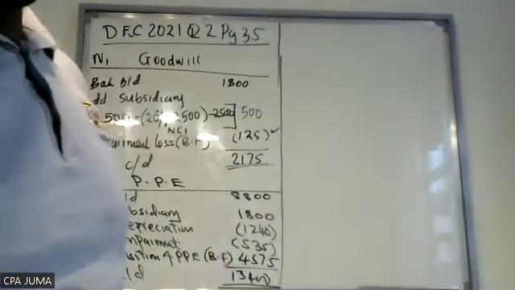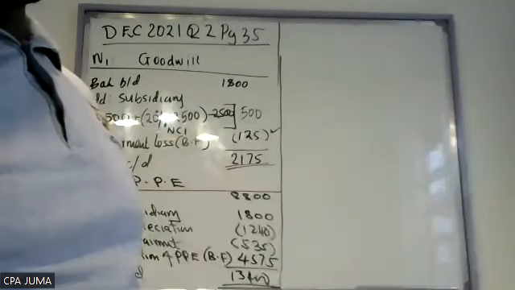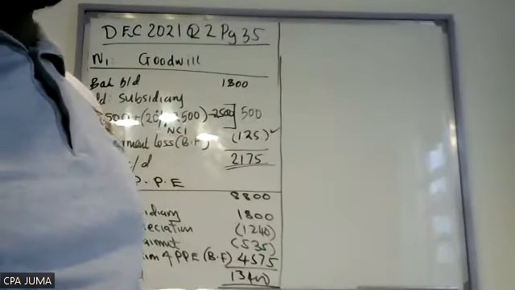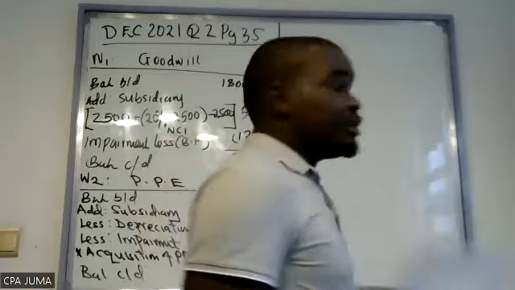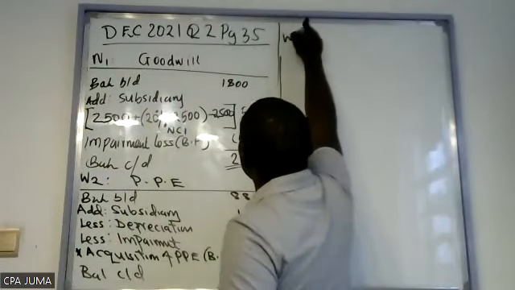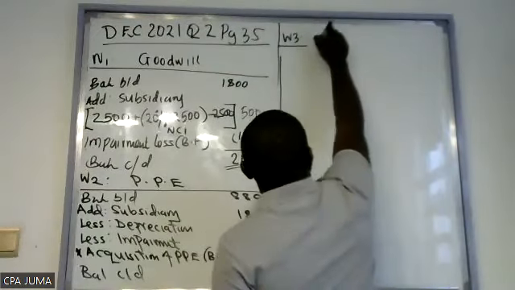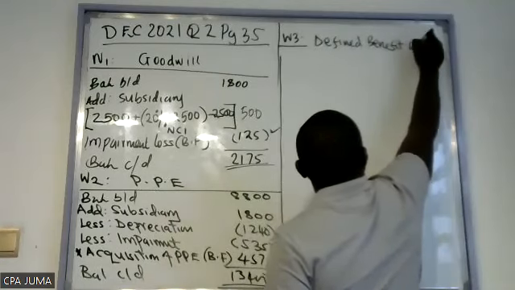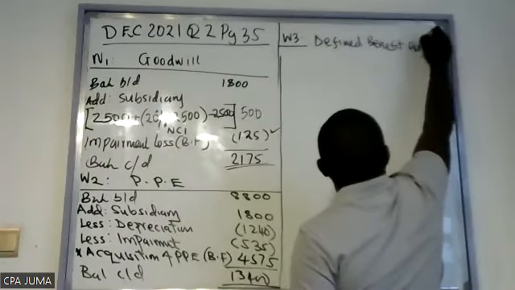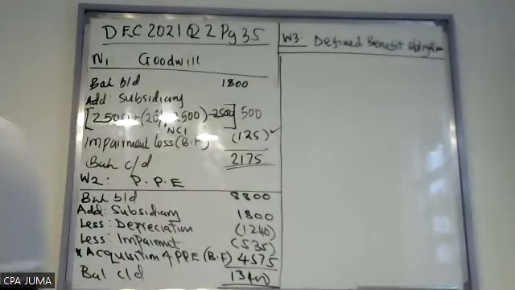So what we do is analyze the defined benefit scheme. I don't know how it will have an impact, but let's carry out that analysis of the benefit scheme. I think it might be applicable ahead. It is also helping us to revise the employee benefits. So, working number three, you call it defined benefits obligation.